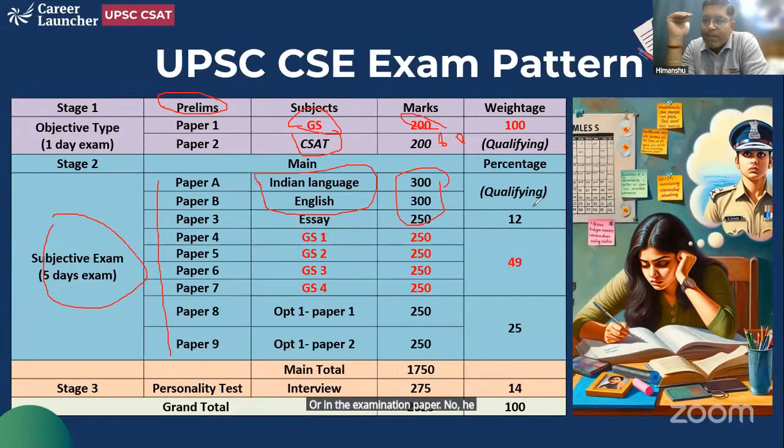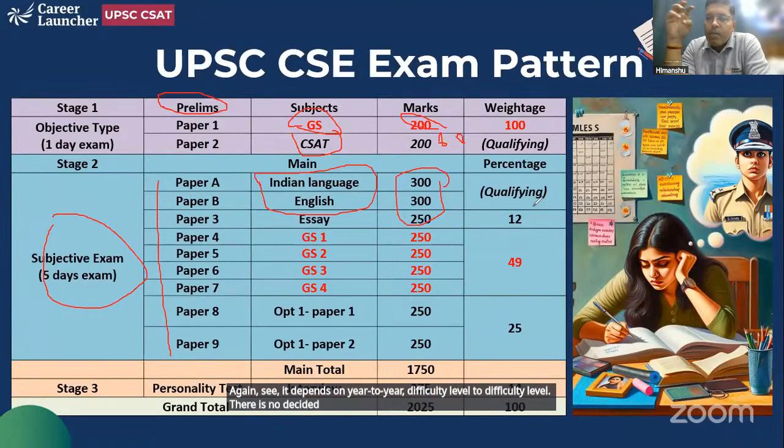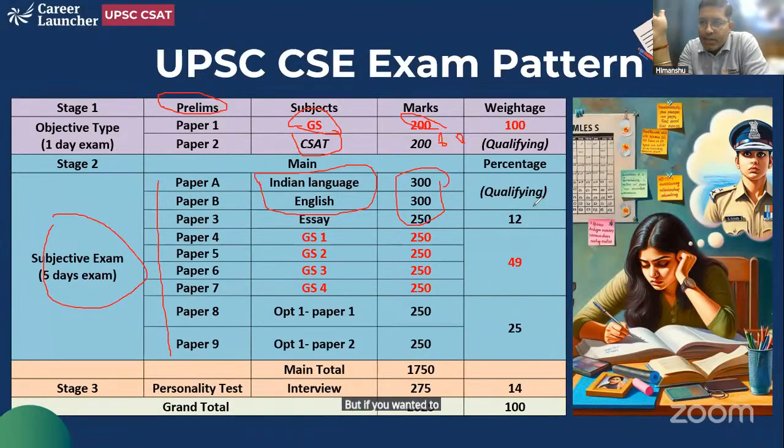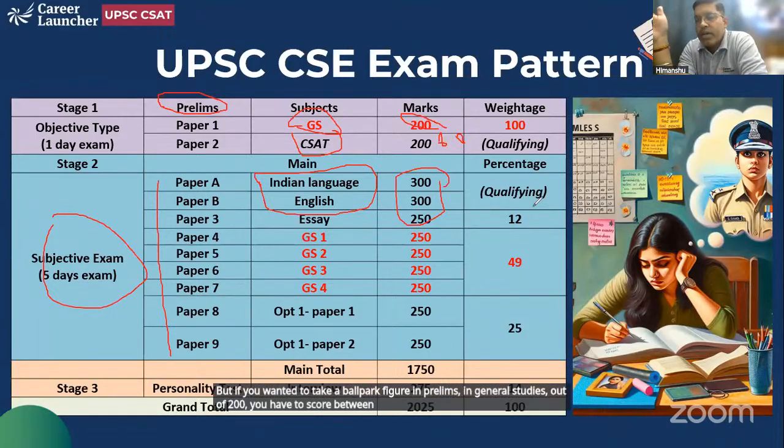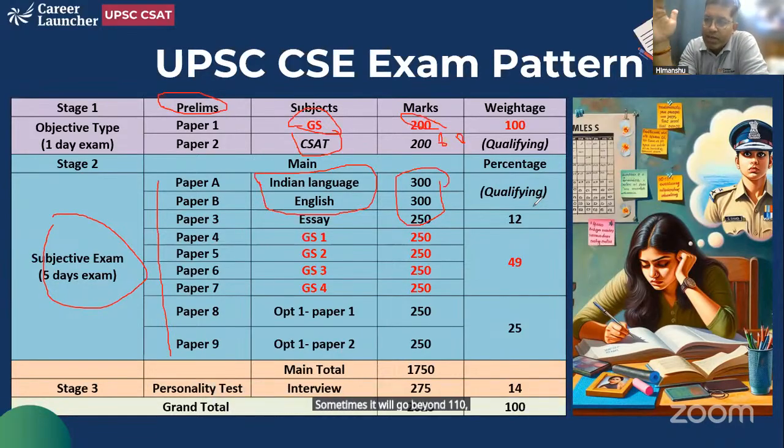Now he's asking what the passing marks are for prelims and mains respectively. Again, it depends on the year and the difficulty level. There are no decided passing marks. But if you want a ballpark figure, in prelims general studies, out of 200, you have to score between 100 to 110 marks. Sometimes it will go beyond 110, but usually the cutoff out of 200 in prelims remains between 100 to 110. In the main examination, the cutoff is between 45% to 55%. Usually it is within 50%.